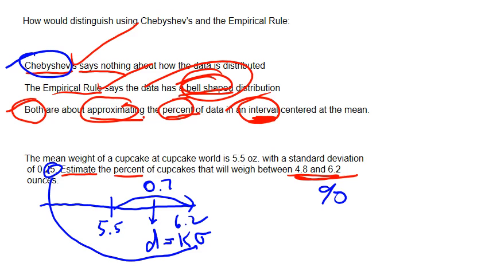Once you have the value of k, the approximate percentage is 1 minus 1 over k squared. Enter that into the calculator. So again, working with Chebyshev's rule, you have two formulas. One's the distance related to the standard deviation in terms of k standard deviation units, and the other one is the percentage related to k.